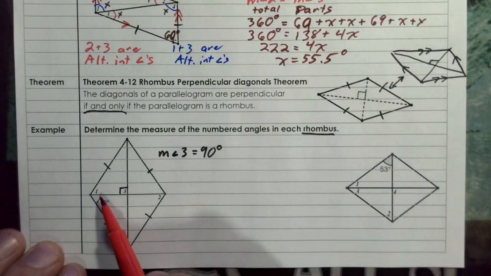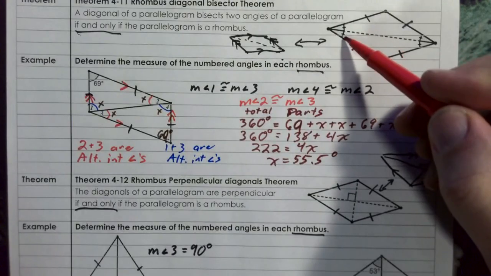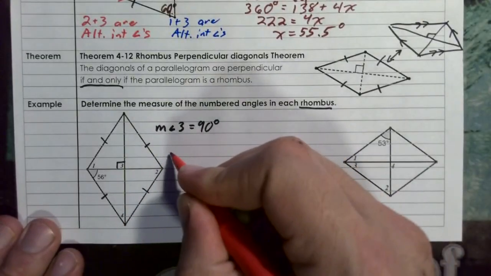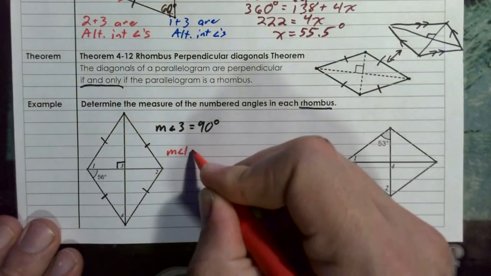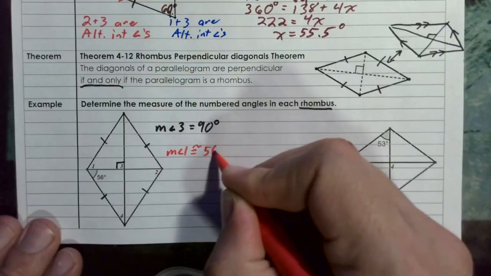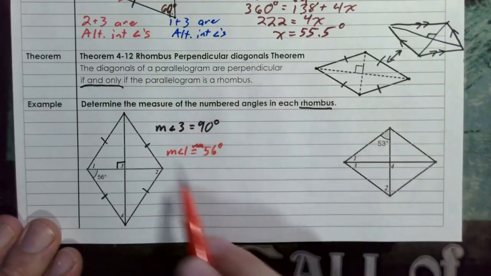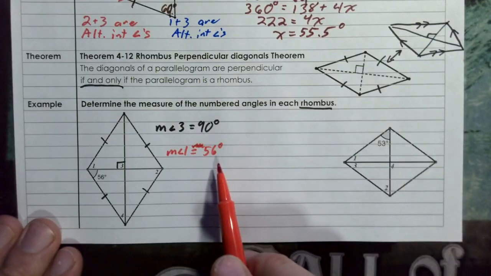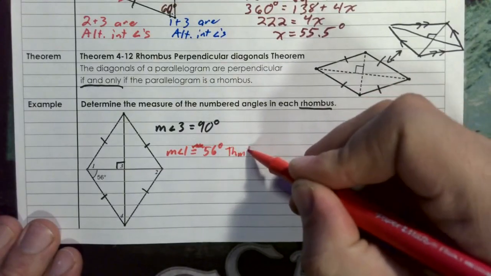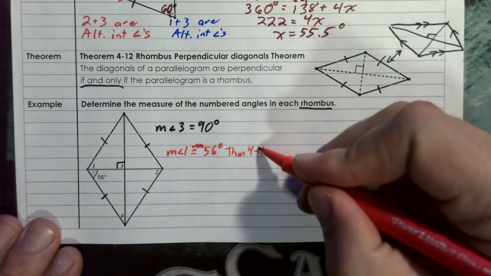Using the theorem that we just talked about up here, we know that diagonals of a rhombus cut these angles in half. So I know that the measure of angle 1 has got to be congruent to that 56 degrees. So really, I wrote this wrong, the measure of angle 1 equals 56 degrees. And that's using that theorem 4-11. I'm not going to write it out just to save a little time.